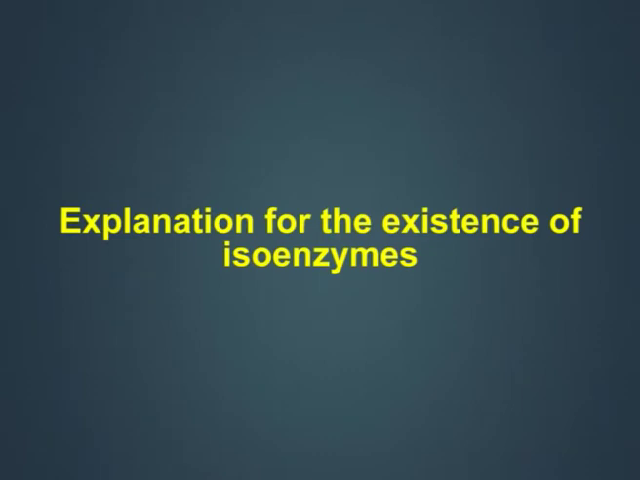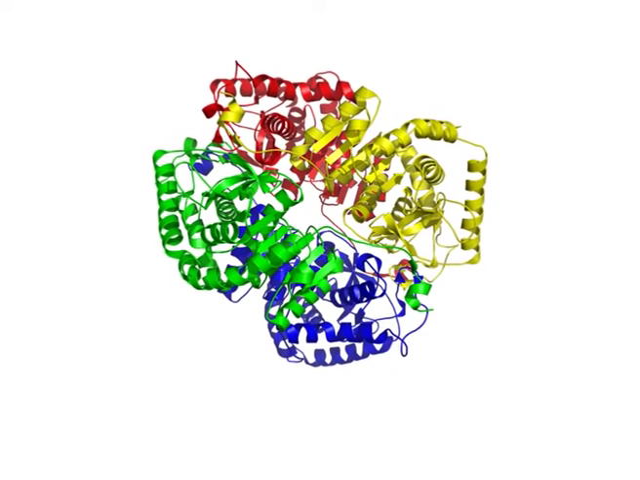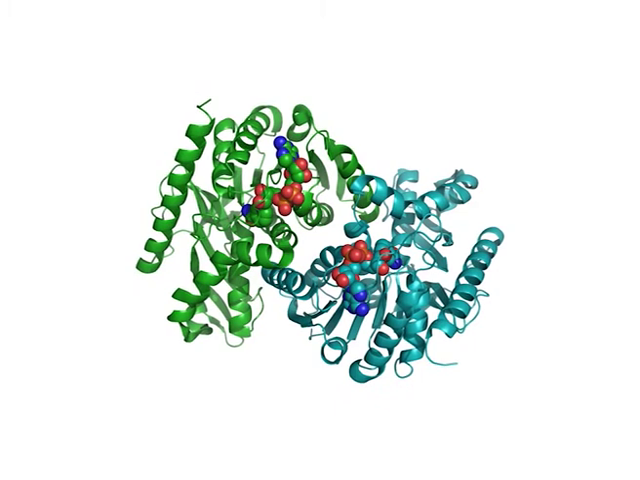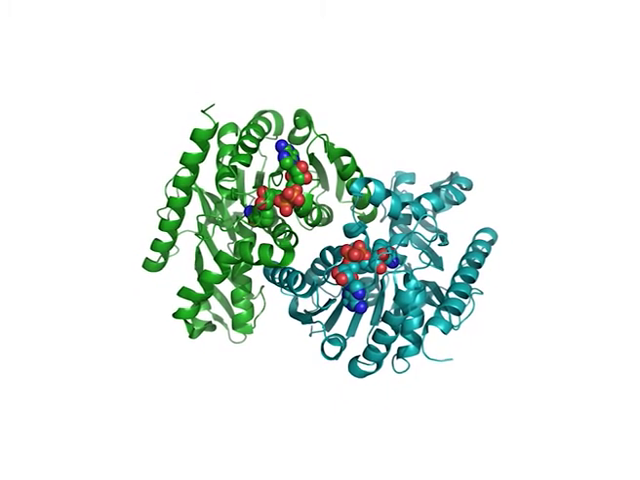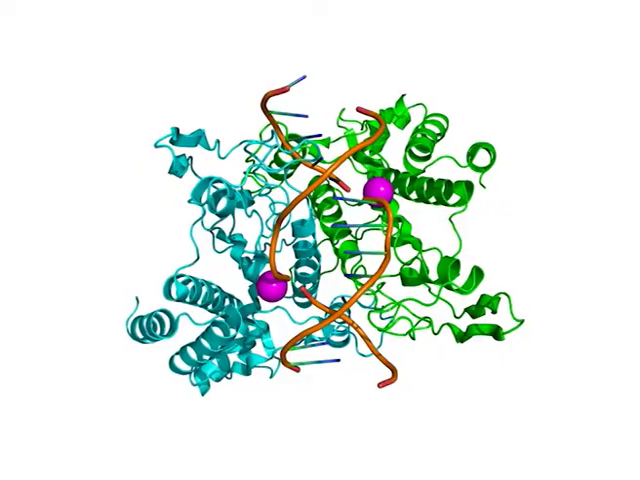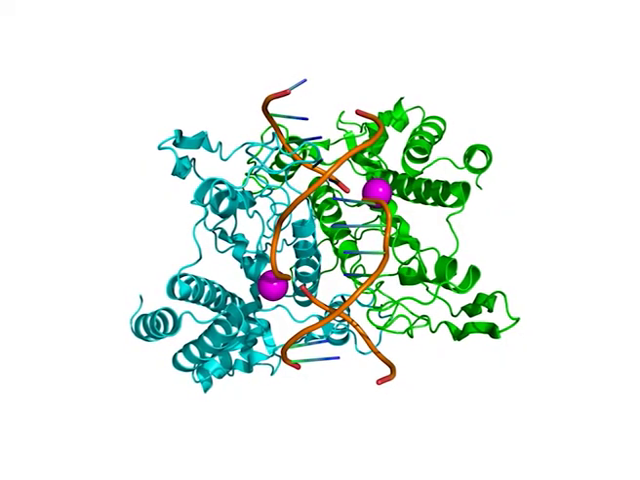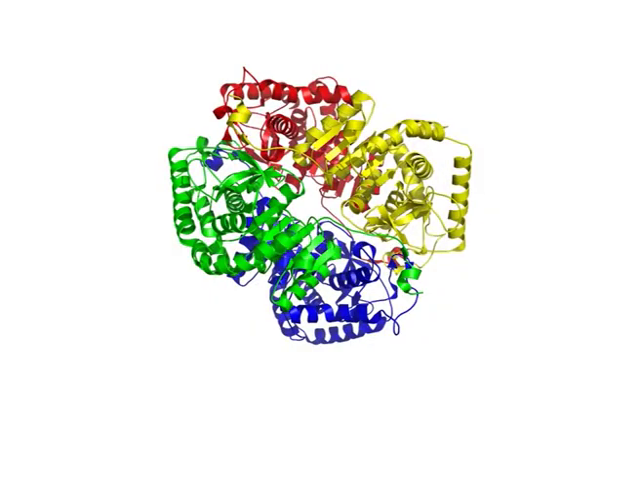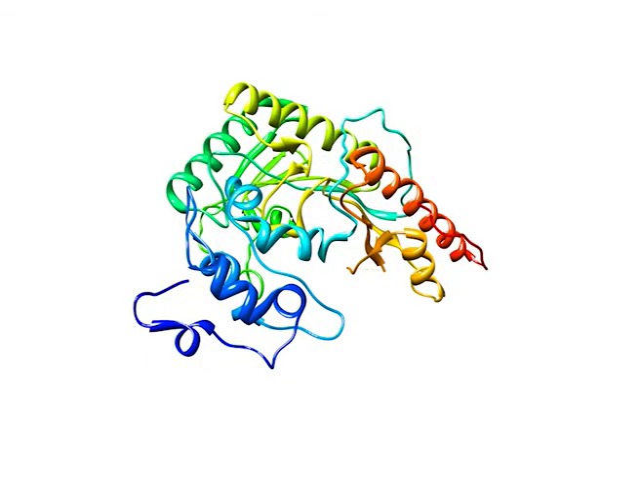Explanation for the existence of isoenzymes. Many possible reasons are offered to explain the presence of isoenzymes in the living system. Isoenzymes synthesized from different genes. Example, malate dehydrogenase of cytosol is a different form from that found in mitochondria. Oligomeric enzymes consisting of more than one type of subunit. Example, lactate dehydrogenase and creatine phosphokinase.